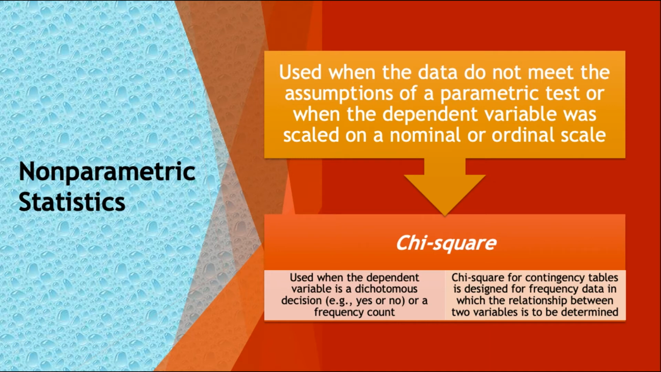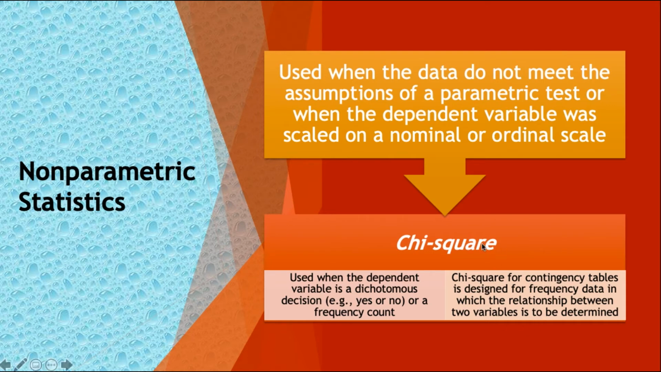We discussed three non-parametric tests: chi-square, the Mann-Whitney U test, and the Wilcoxon signed-rank test. You may consider using many other non-parametric tests. For a complete description of these, again, you may see Siegel and Castellan in 1988. So we start with the chi-square.